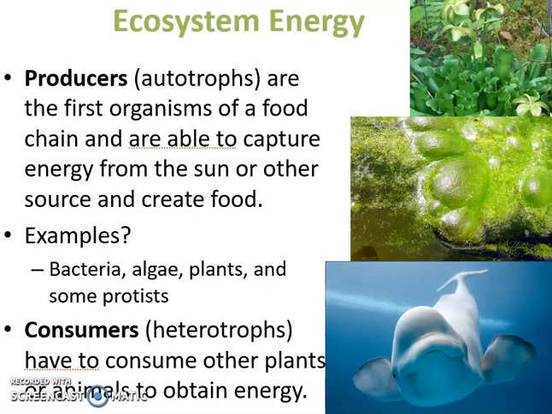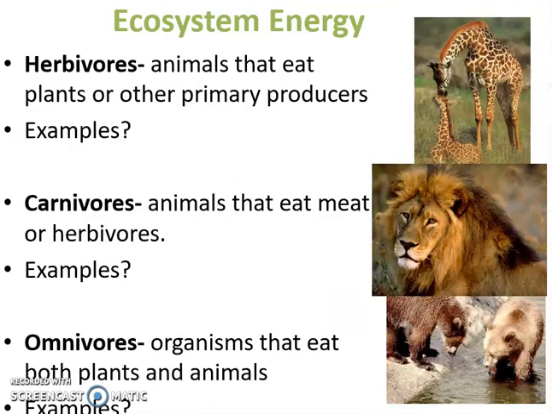Consumers can be broken down on many different levels, but the basic level is what we call herbivores, carnivores, and omnivores. Herbivores are organisms that eat only plants or other primary producers. It could be algae, it could be seaweed, it could be aquatic plants. Carnivores are going to be flesh or meat eaters. They're going to eat meat or they're going to eat the things that ate the plants. And then lastly, omnivores, they will eat both plants and animals.